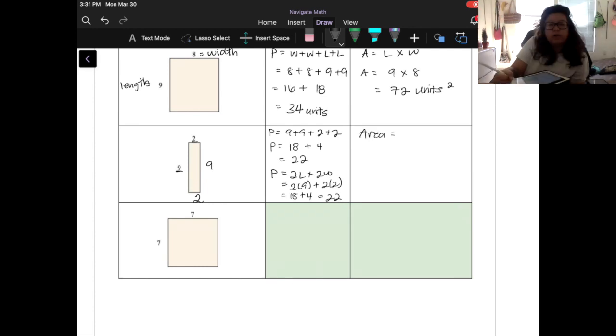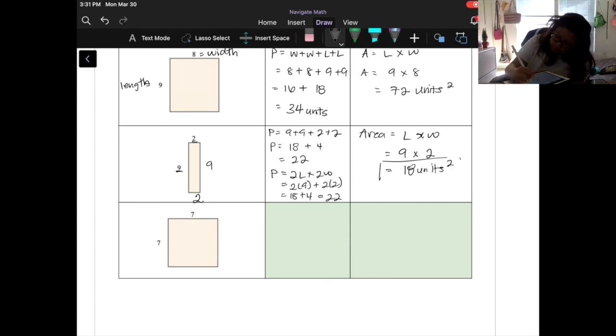Okay. What's the equation for an area? So area is length times width. And in this case, our length is 9 and our width is 2. What's the area of this shape? The area is 18. And it's units squared.